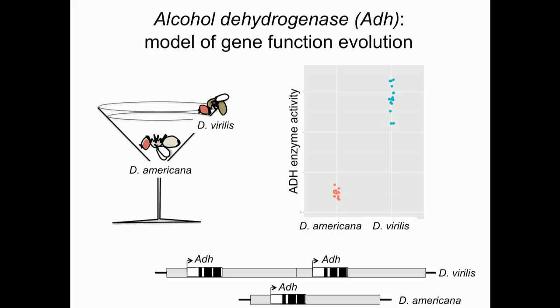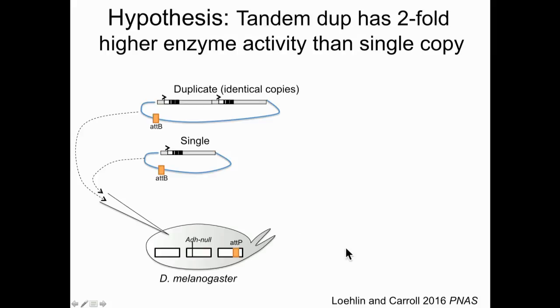To study this, I cloned these genes and was attempting to pick them apart, and in the process of doing that, I ended up, again sort of by accident, doing an experiment where I directly compared the effect of the tandem duplication itself. So I'm going to show you this experiment. This is a direct test of the hypothesis that the tandem duplicate gives you 2-fold higher enzyme activity than the single copy.